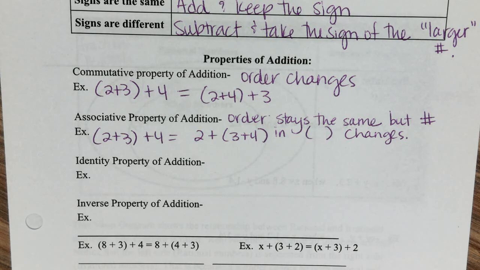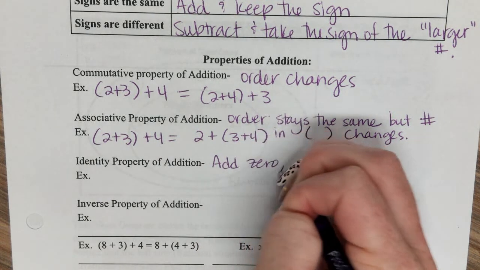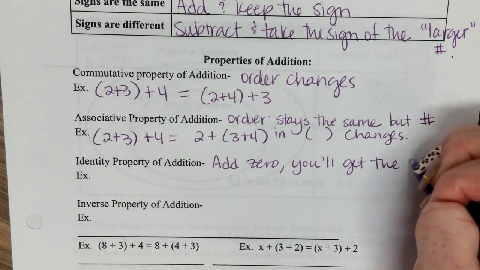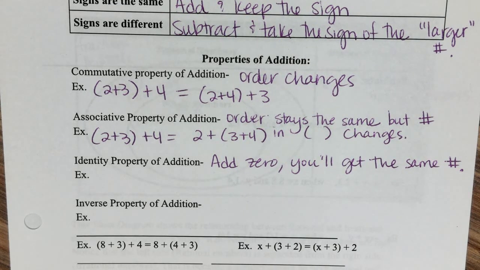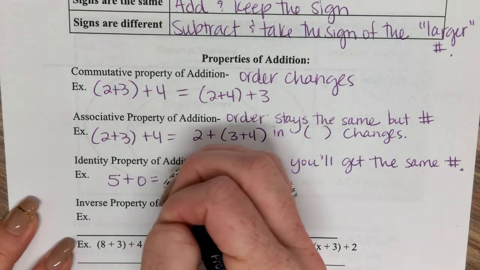The last two properties are super easy. The identity property basically says anything you add 0 to, you're going to get the same number, right? So if you add 0, you'll get the same number. So for example, if I add 5 plus 0, I'm going to get the same number of 5.